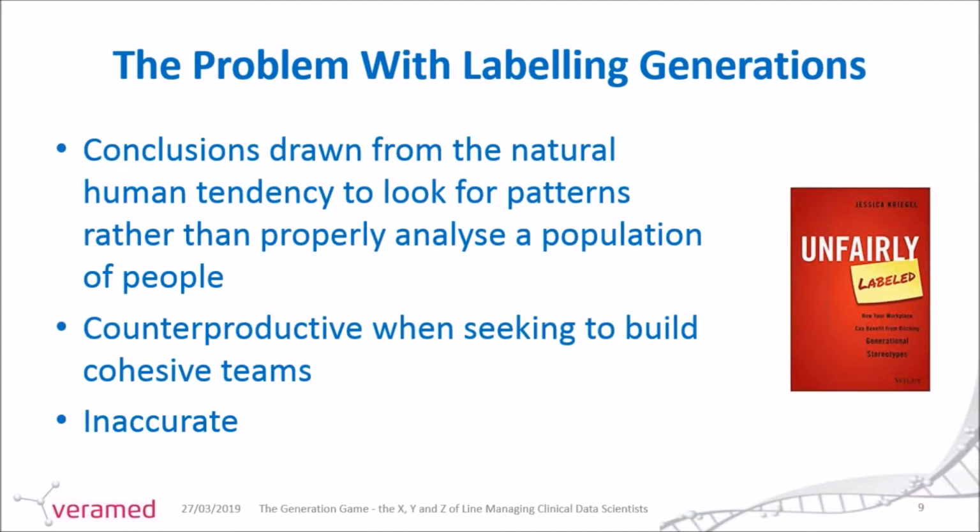Now I have a picture of a book here, which is something I recommend if you wanted to read something more about the problem with labeling generations. And the author concludes in this book that we must avoid the natural human tendency to categorize, label, and stereotype individuals based on their age or generation. Instead, we must do the less sexy work of understanding the individuals in front of us, their motives, tendencies, personality quirks, and preferences. Anything else in the workplace is simply discrimination.